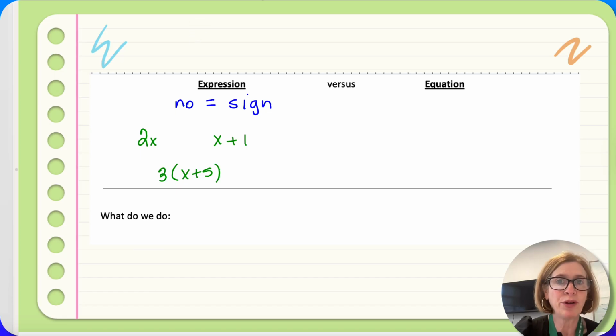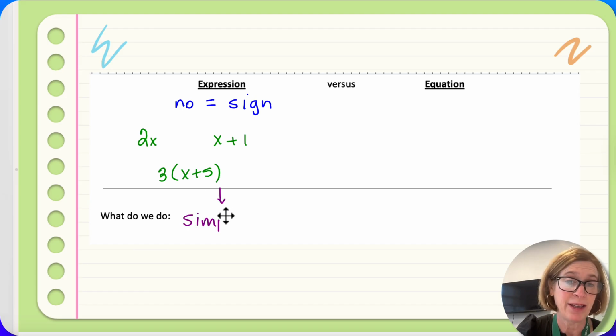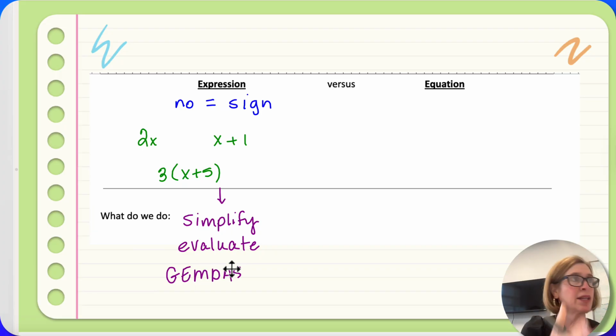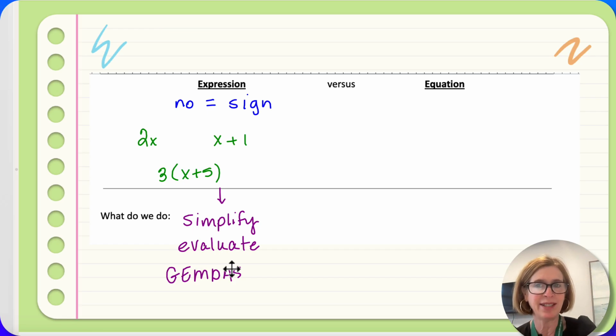And why is that important? Well, because if it's an expression, we have to understand what we do to expressions. The only thing that you can do to an expression is simplify it or evaluate it, and you have to use proper order of operations to do that. So if you see an expression and the directions really aren't clear to you, you have to say, these are the only things I can do with it. So simplify.